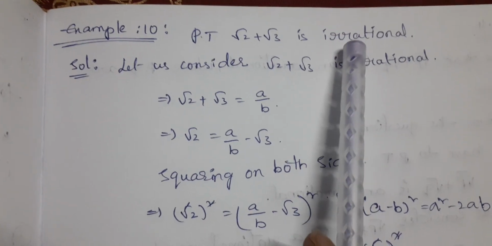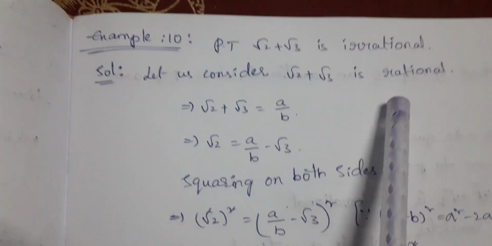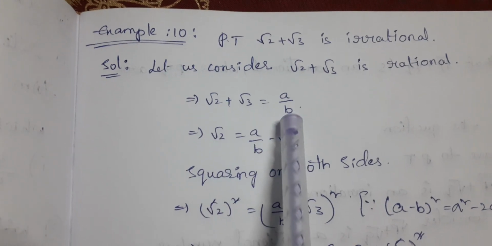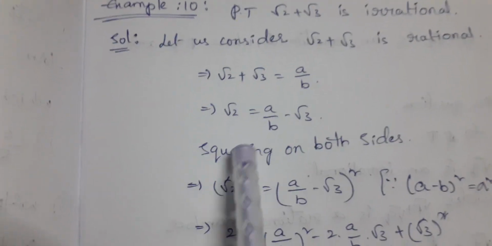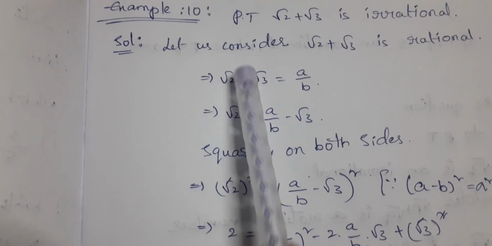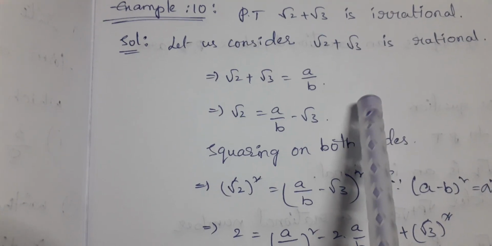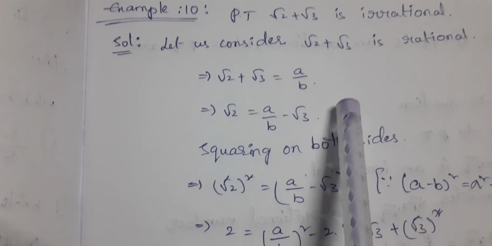So we have to prove it is irrational. What we have to consider again? It is a rational value. So that's why I'm taking a p by q number, a by b. So root 2 plus root 3 is equal to a by b. Again I'm transposing root 3 to the other side. The process is very important. Again I'm saying, just understand the process.